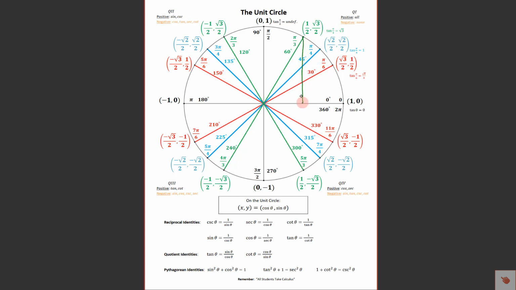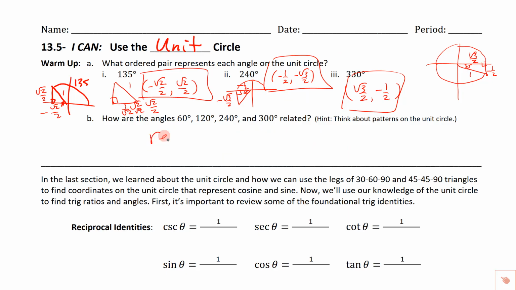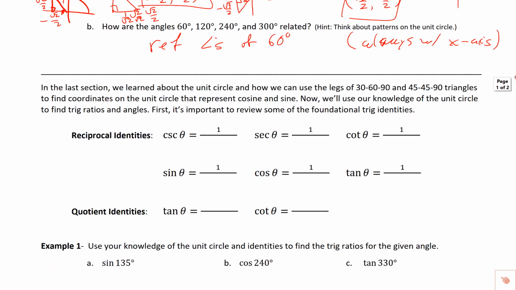What if I drop a line straight down here? How big is the reference angle? 60 degrees. How big is the reference angle? 60 degrees. How big is the reference angle? They all have reference angles of 60 degrees. So let's come back over here and say reference angles of 60 degrees. And remember, reference angles and reference triangles are always drawn with the x-axis. So off to the side here, always with the x-axis. Okay? Everybody good there?